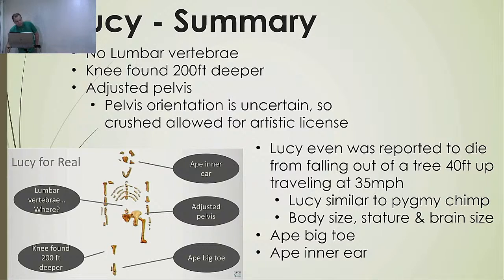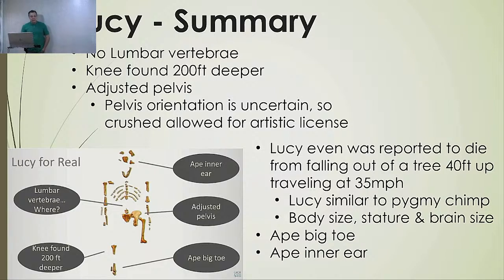So in summary, we don't have any lower back. The knee was found 200 feet deeper. They had to adjust the pelvis because it was fractured. And it was fractured, they themselves say, because she fell out of a 40-foot tall tree. It was fractured in such a way that they have to say that she was traveling at least 35 miles per hour, and the tree is the best explanation for this.